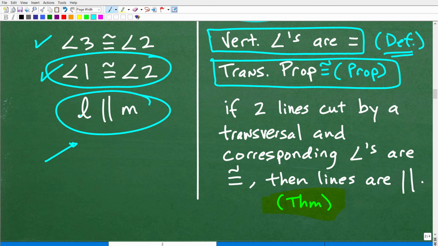Line L is parallel to line M. If I've been saying angle, I apologize. I'm trying to stay focused here. Even teaching this can be challenging sometimes. So line L is parallel to line M. That's my final conclusion, but I've got to back it up with a theorem. It says if two lines are cut by a transversal, and the corresponding angles are congruent, then those lines are parallel. And this is an example of constructing a geometric proof.